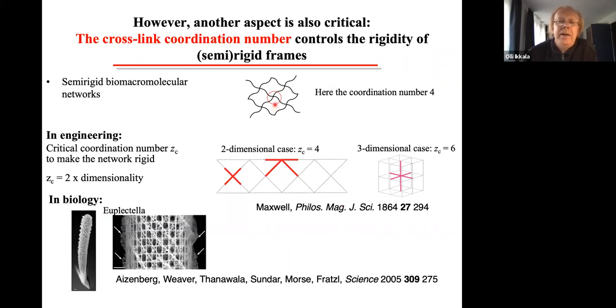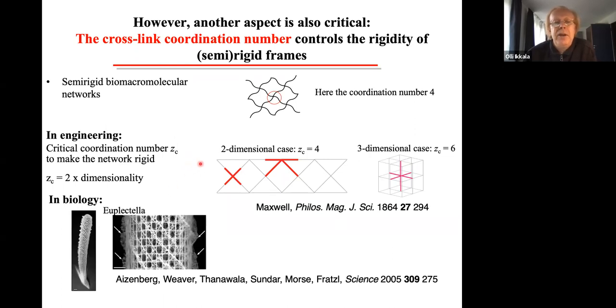Then there's another aspect related to this strain hardening, and this is that the junction architecture has to be engineered. All of these semi-rigid materials make network materials. If you see here a junction point, which is the crosslink point, it can be a physical or chemical crosslink, so it can be permanent or exchangeable. It really doesn't matter. But the architecture is important. How many chains are connected here? Here the coordination number of this junction point is 4 because there are 4 chains connected.